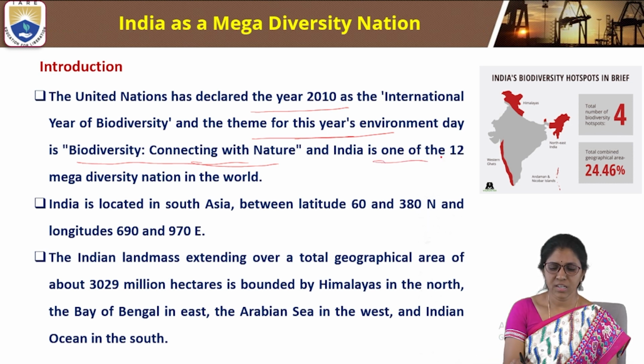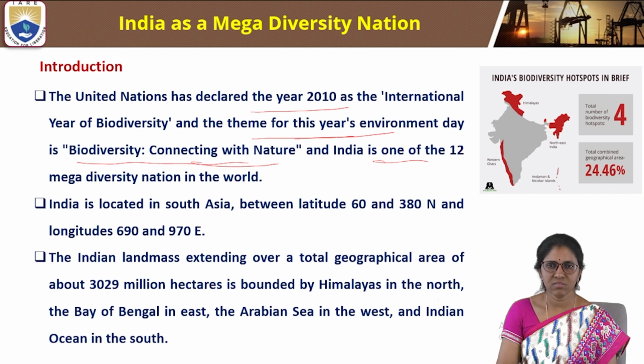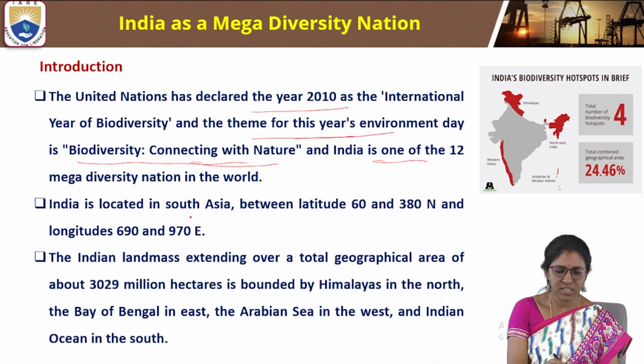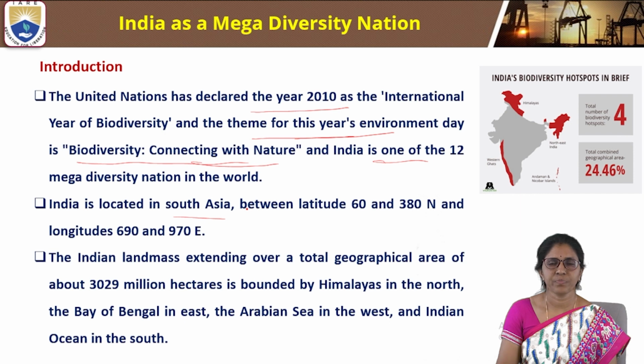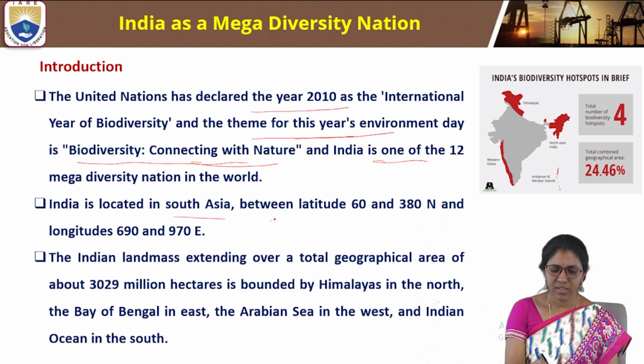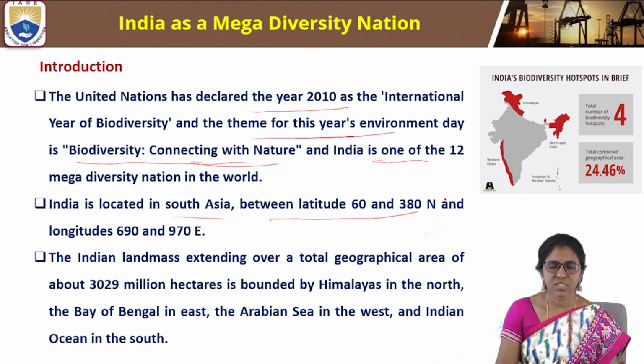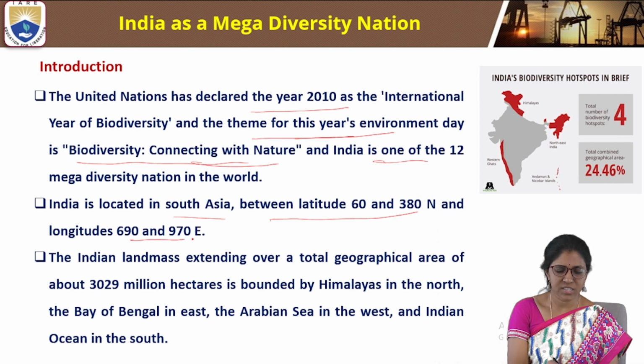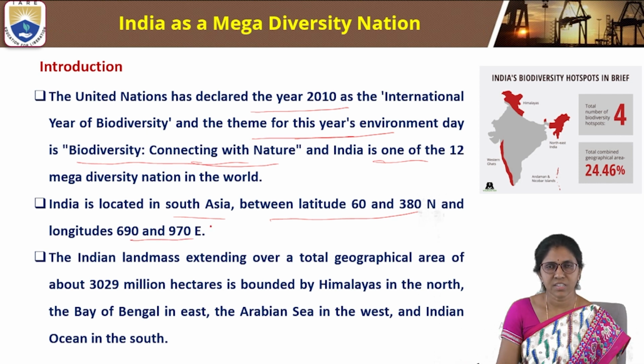India is one of the 12 mega diversity nations in the world. India is located in South Asia, between latitudes 6° and 38° North and longitudes 69° and 97° East.